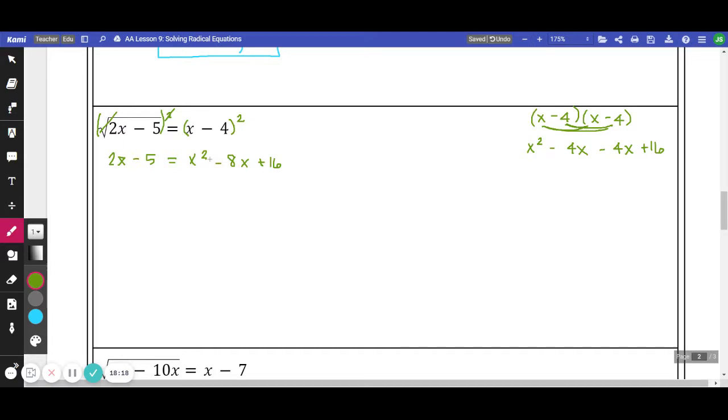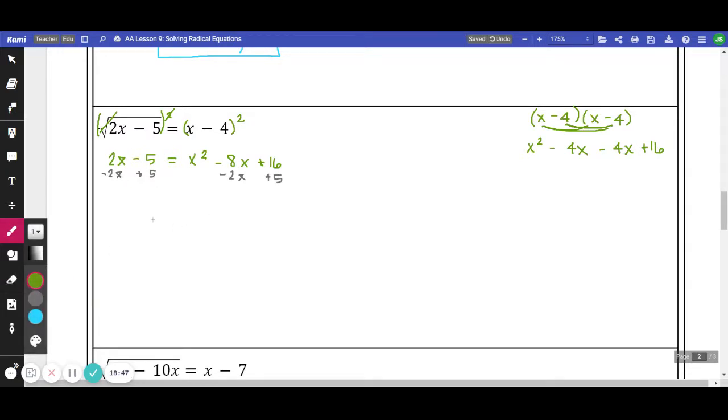To solve quadratics, we need to get them set equal to 0. So I'm going to subtract the 2x from both sides, and then I'm going to add the 5 to both sides so that I can get 0 on the left. Oh, sorry, subtract the 2x. I'm messing up a lot today. It's Friday, I'm tired. Subtract 2x from both sides. I'm going to add the 5 to both sides.